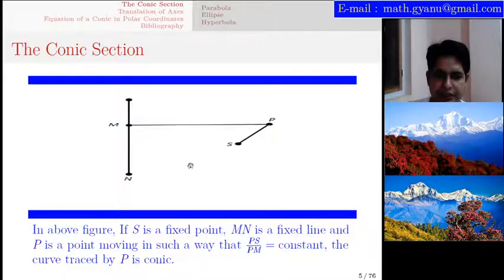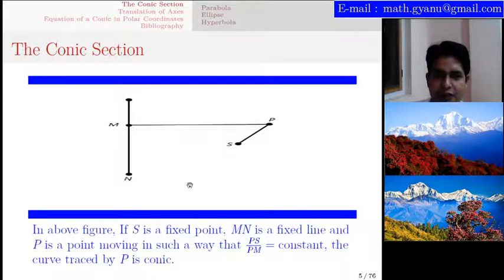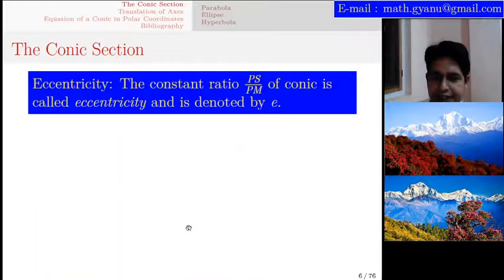In this figure, S is a fixed point, MN is a fixed line, and P is a point moving in such a way that PS by PM equals a constant. The curve traced by P is a conic. Let's define some terms. Eccentricity: the constant ratio PS by PM of a conic is called eccentricity and is denoted by e.